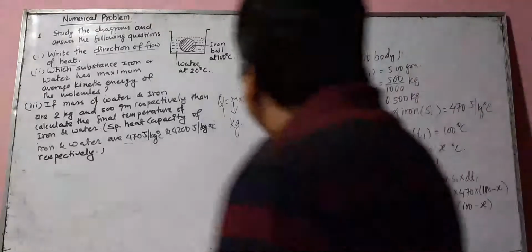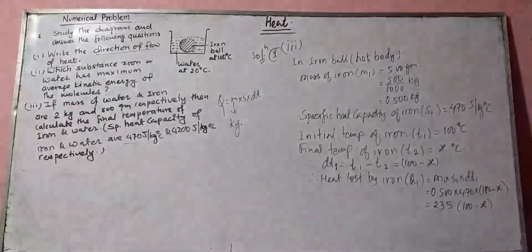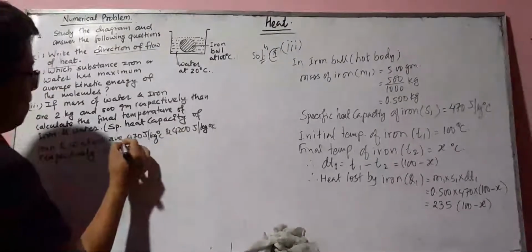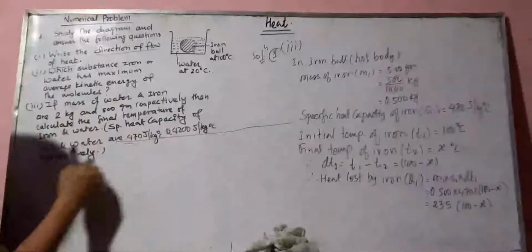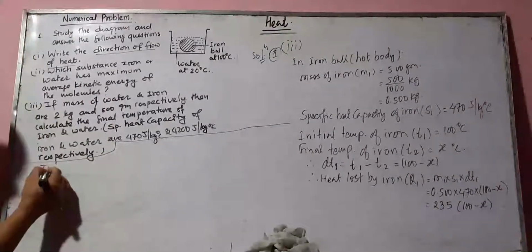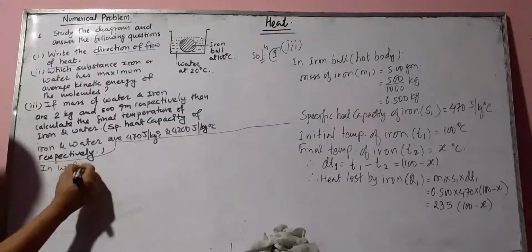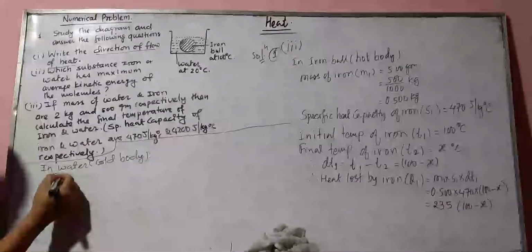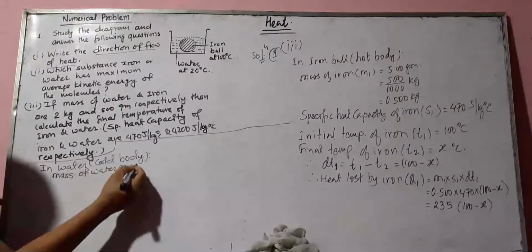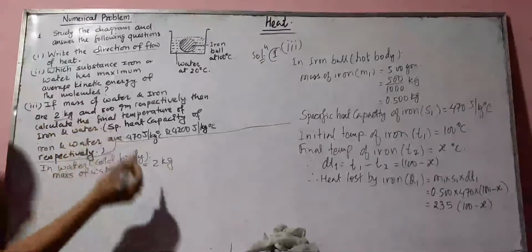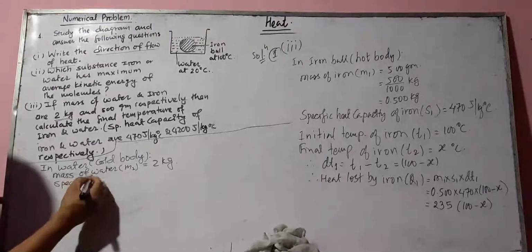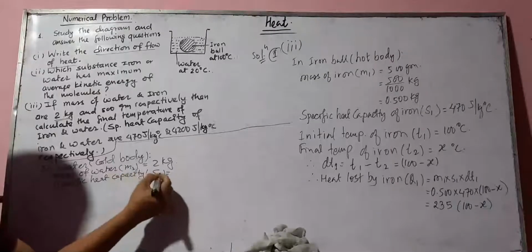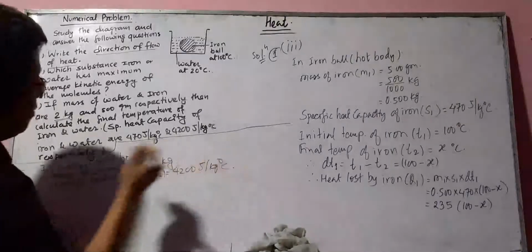Similarly, in water, that is the cold body, the mass of water, M2, is 2 kg, and the specific heat capacity, S2, is 4200 joule per kilogram degree Celsius.